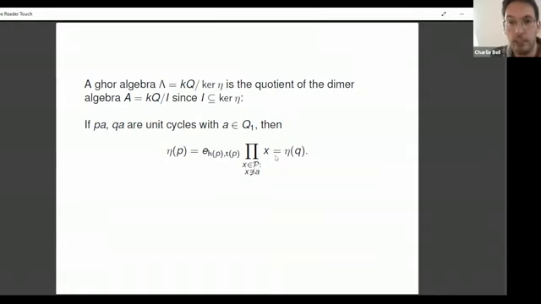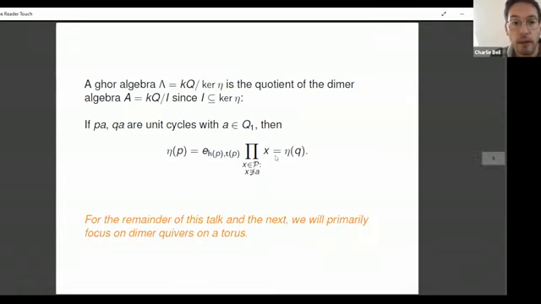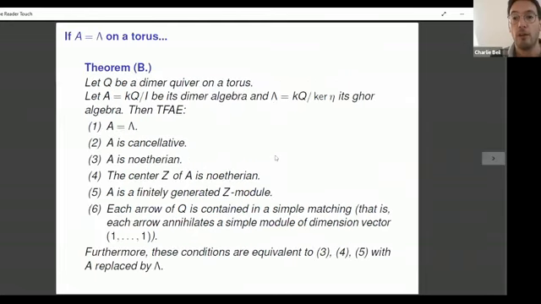So it's clear to see this. And for the remainder of this talk and the next talk, we will primarily focus on dimer quivers on a torus. So the first thing you could ask is, is the dimer algebra ever equal to the core algebra? And the answer is yes. And this will be precisely when A is cancellative.